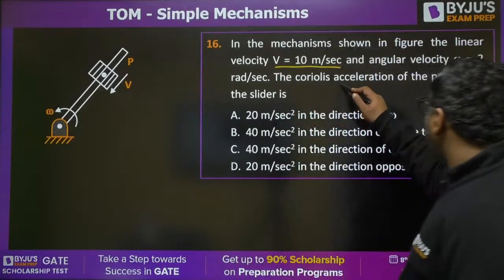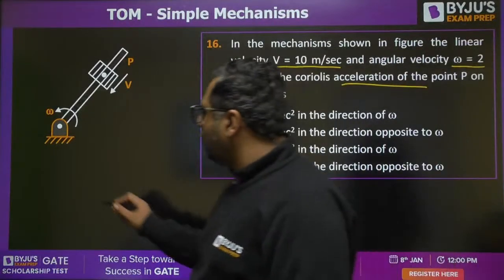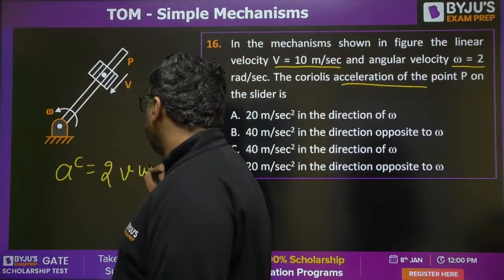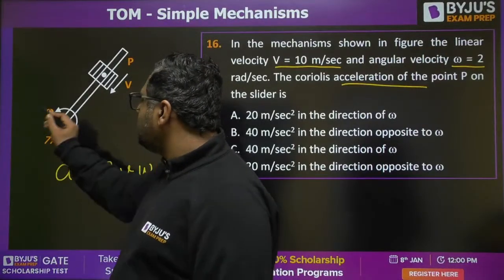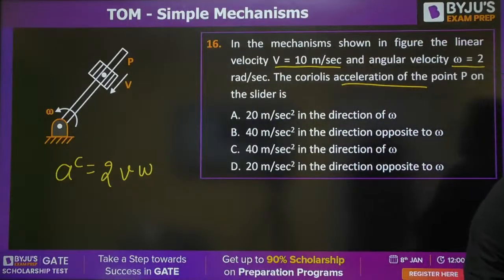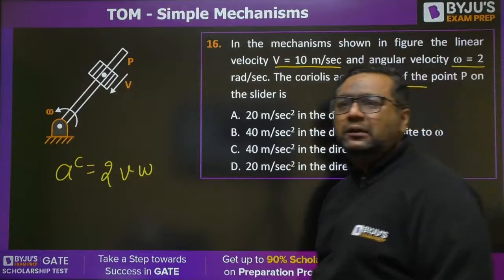So you need to find out Coriolis. Coriolis is 2V omega. So this is velocity, this is omega. Very good. SK is saying C.